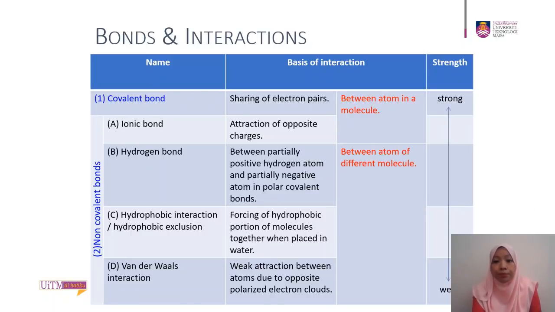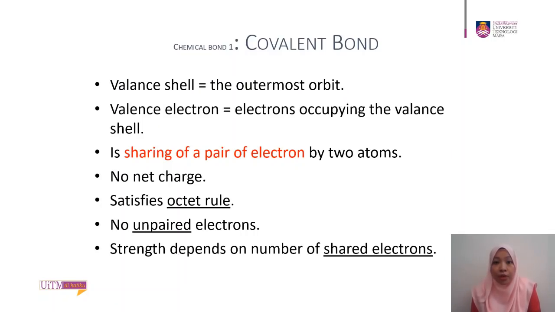All right, next one. Okay, let's look at the first type of bond, which is the covalent bond. As we know, the outermost orbit is called the valence shell. So the electrons around the valence shell are called valence electrons. The covalent bond is formed by sharing a pair of electrons, okay? So as an example, between two hydrogen atoms. In order for this hydrogen atom to bind with this hydrogen atom, they will form a covalent bond.